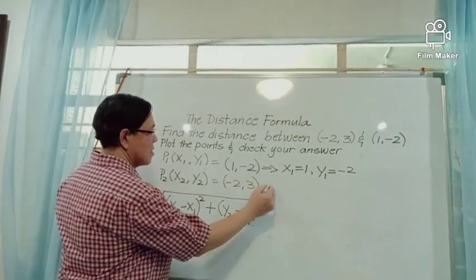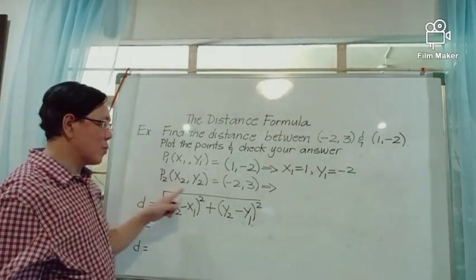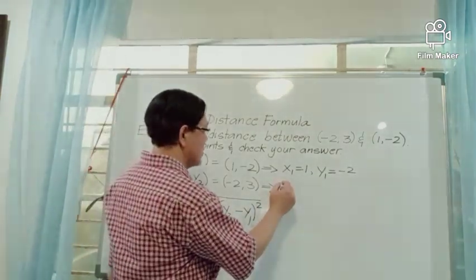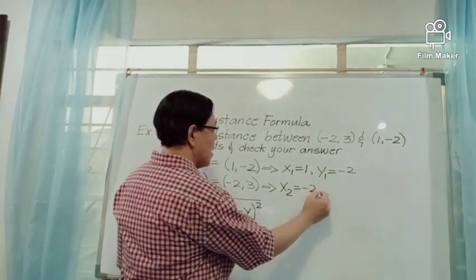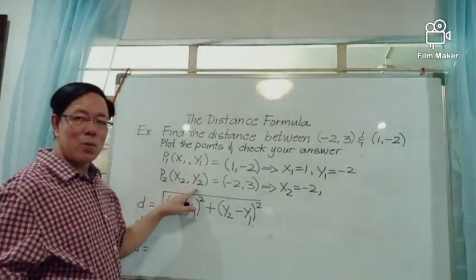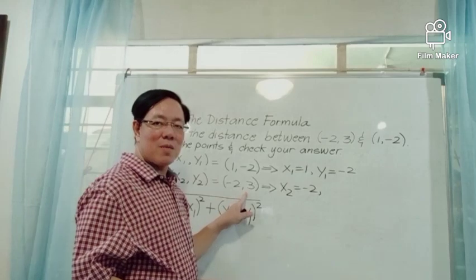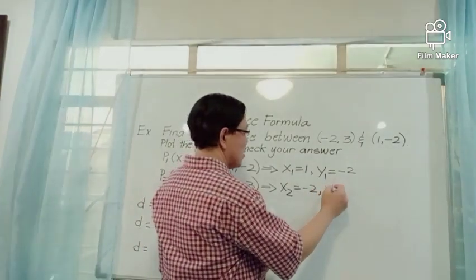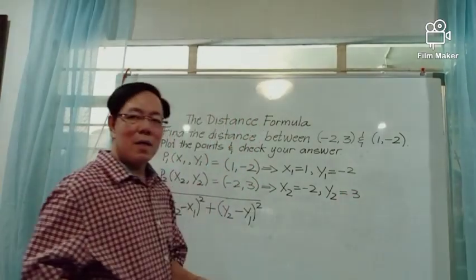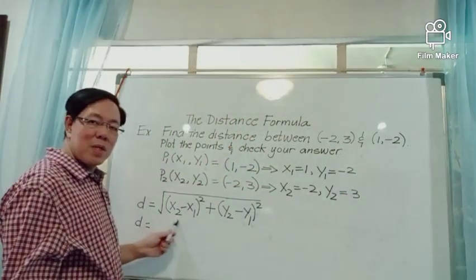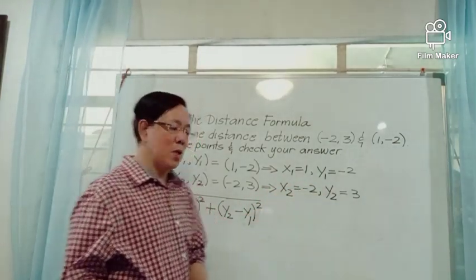And this implies that the abscissa x2 of P2 is negative 2. x2 equals negative 2. And the ordinate y2 of the point P2 is positive 3. We write y2 equals 3. In the distance formula, we substitute these coordinates of the 2 points.